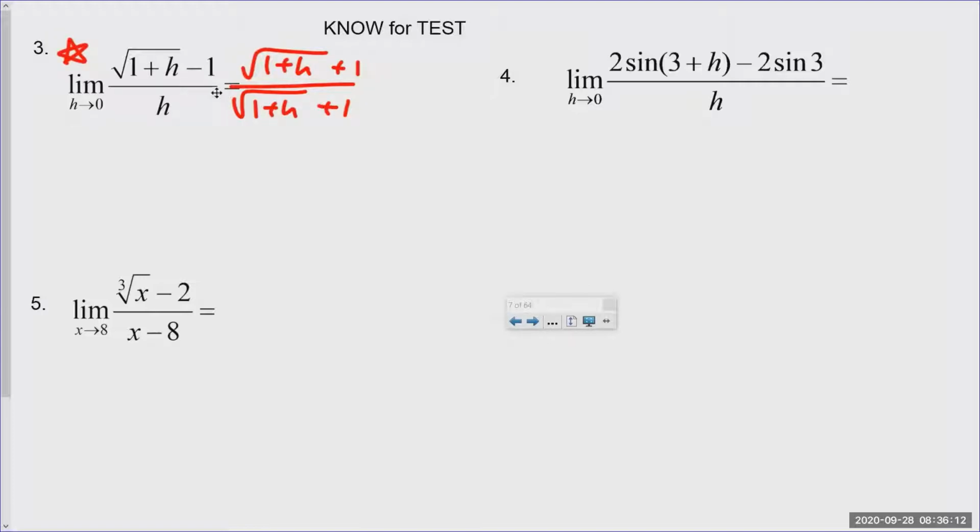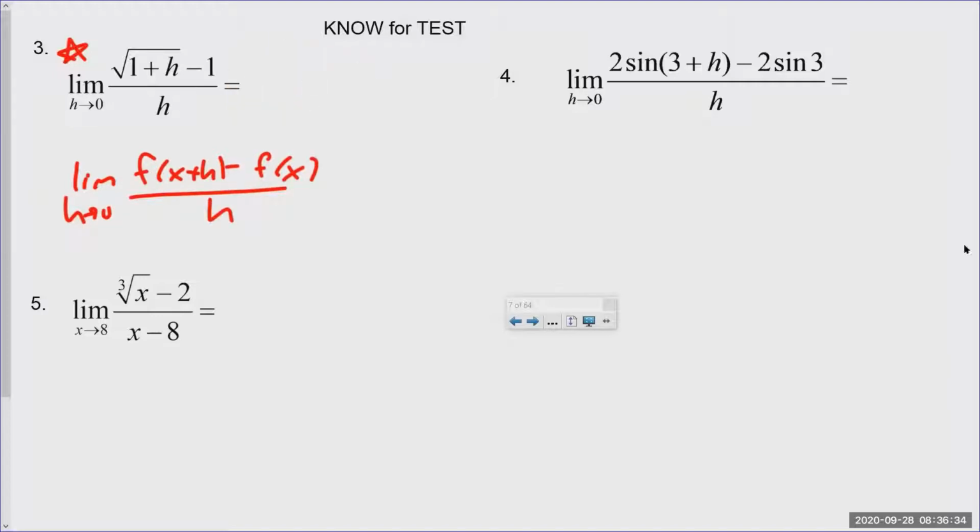Okay, but instead of conjugate pairs, now you know about the definition of a derivative. And I don't know if you noticed this, but did you notice that this was h to the 0? So you know that the limit as h goes to 0 of f of x plus h minus f of x, all over h. You know that that is the definition of what, guys? The derivative.